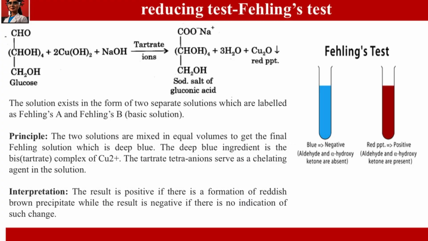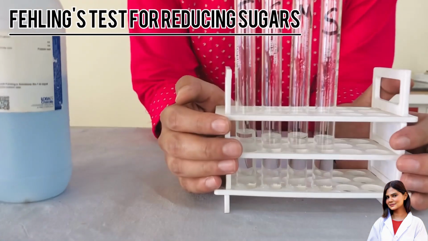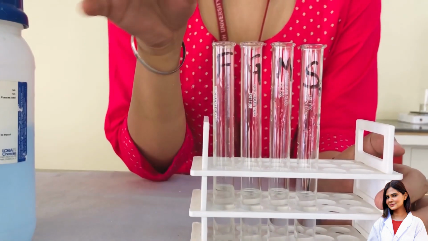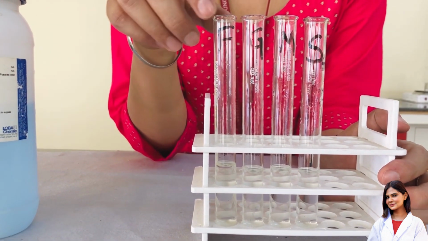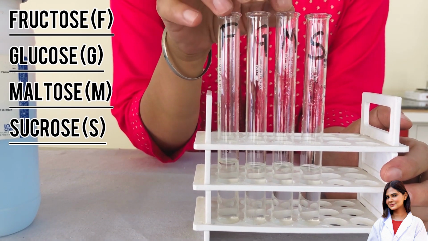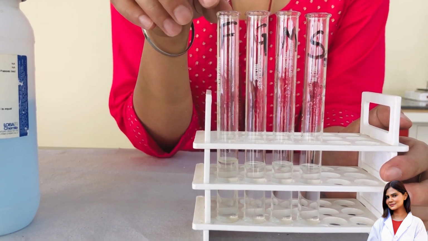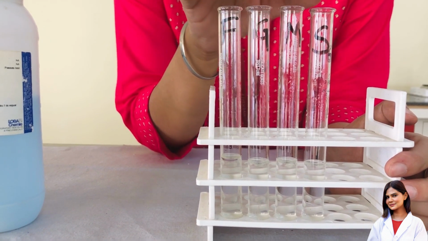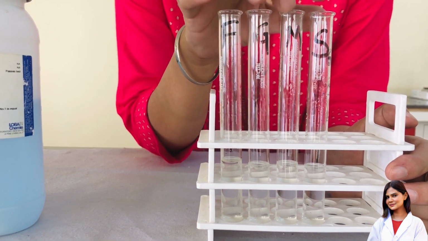Okay students, so now we are going to perform the qualitative test for distinguishing between the reducing and the non-reducing sugars. And the test that we are going to perform here in this lab today is the Fehling's test. For doing this test, we will be requiring certain carbohydrate samples: fructose, glucose, maltose and sucrose. Out of these, fructose and glucose are the monosaccharides and maltose and sucrose are the disaccharides.